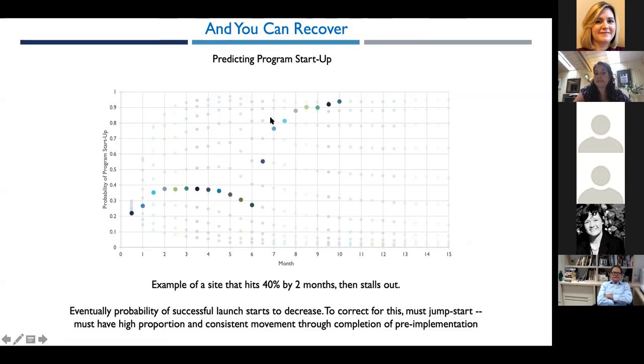This looks quite different from this team, where they start off and get up to 40%, and then they stall out. They're not doing any activities. So now they're a little bit older here, a little bit older here, a little bit older here, but they haven't done any activities, they haven't moved. You see that we start to then lose our effectiveness.